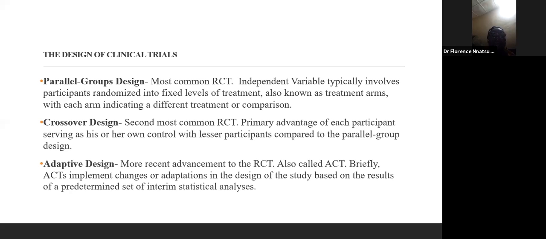Adaptive design. Most recent advancement to the randomized controlled trials, also called ACT. Briefly, ACT implements changes or adaptations in the design of the study based on the results of predetermined interim statistical analysis. Next.